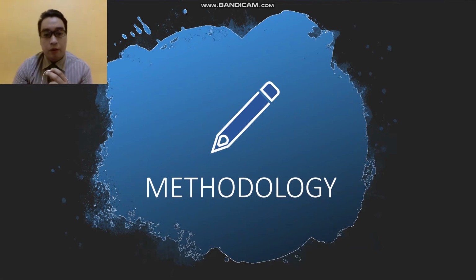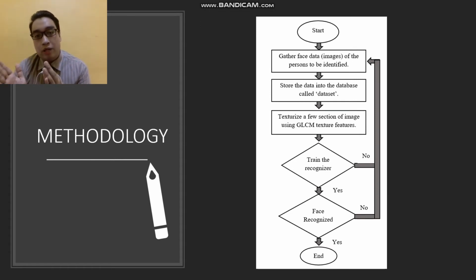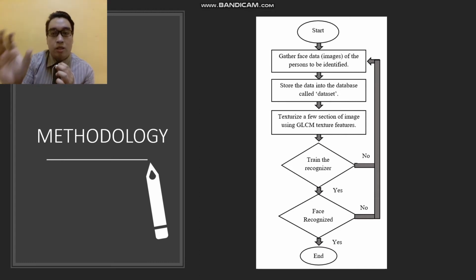Now for the methodology, the system will start by gathering the face data, usually images of the person that wants to be identified, and then these images will be stored in a folder called dataset. After that, the images will be texturized using the GLCM texture features. Next, of course, we have to train the system so that the system would know whom this image belongs to and what it should name it, and lastly, of course, we will have the face recognized.